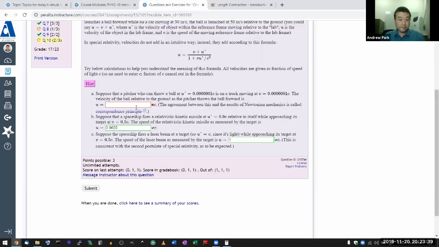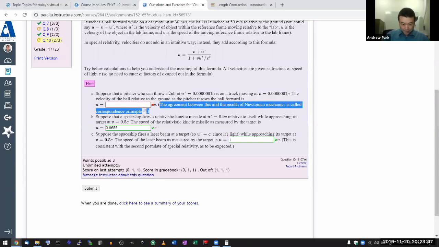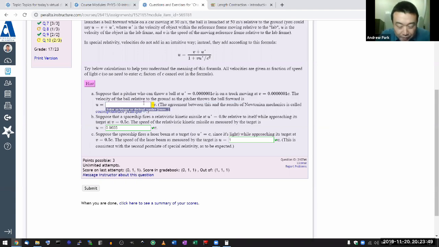Part A, I guess you could go through all this calculation, or, reading ahead here, you could cheat and use your common sense in Newtonian mechanics and just do this plus that, which will give me 0.0000002. Now, if you actually plug in the numbers, it'll be a little bit off from that, but I think that'll get graded as correct. Now, if you want to practice, plug in the numbers. Just be careful with significant figures and just how tiny the numbers are.